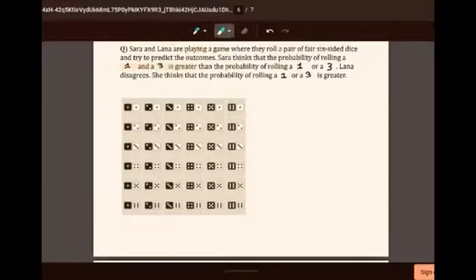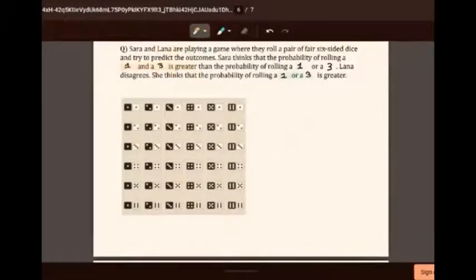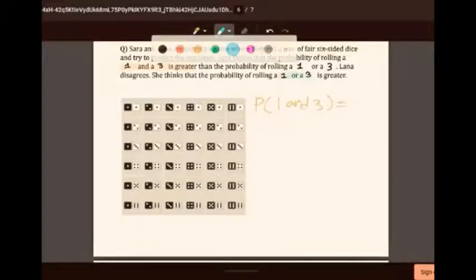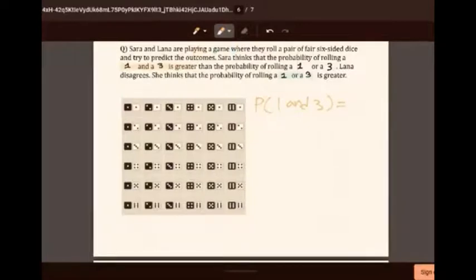Lana's probability will be rolling a 1 or a 3. Let's write down Sarah's probability first. Sarah's probability will be rolling a 1 and a 3. So we have to count how many times 1 and 3 has been rolled together from the shown outcomes. 1, 2. They've been rolled together 2 times. So 2 over the total number of rolled dice, which equals 36.